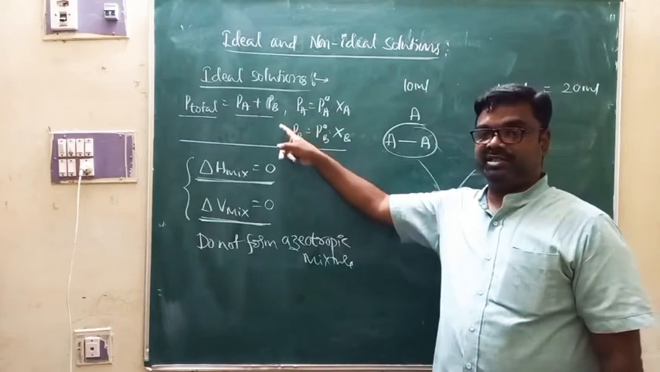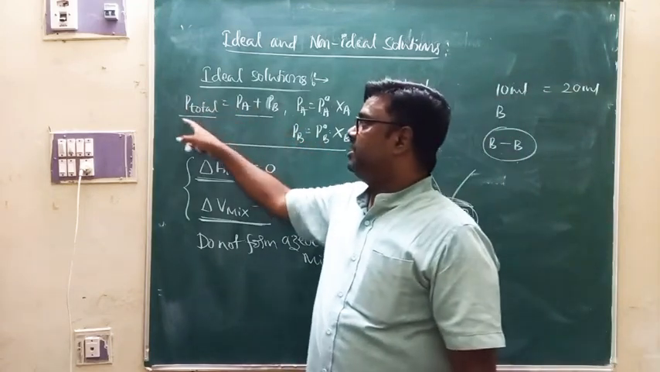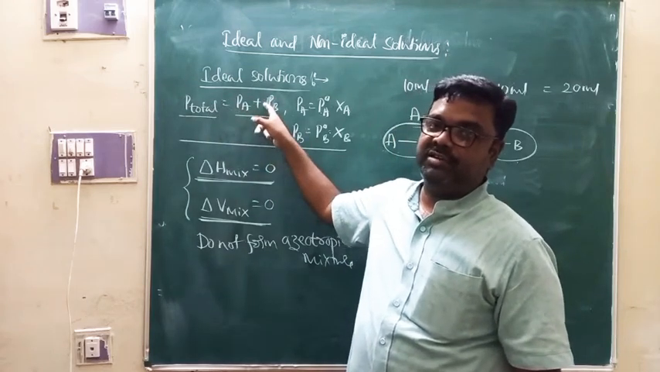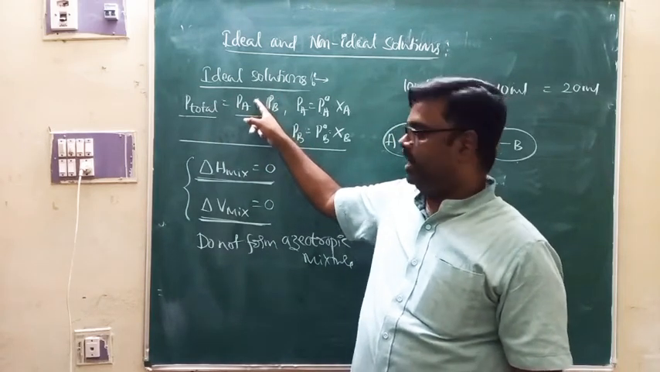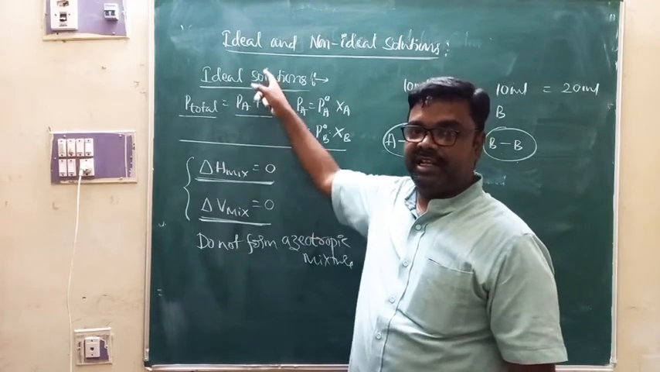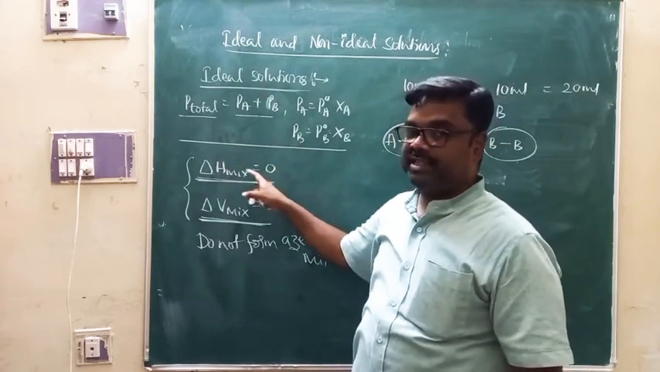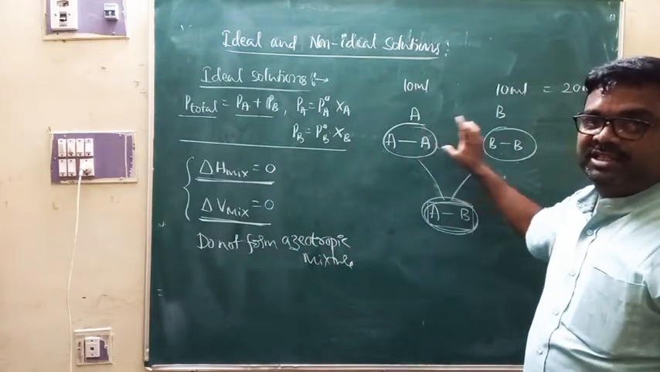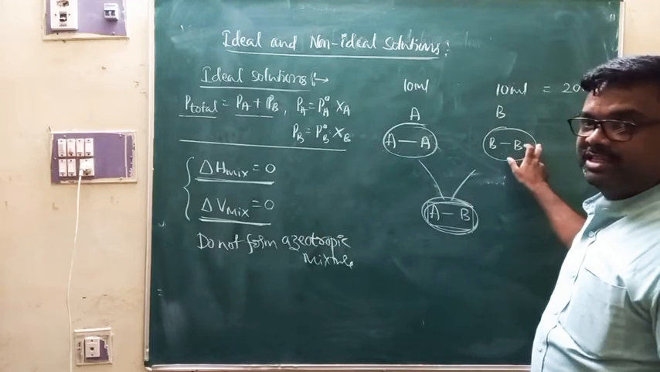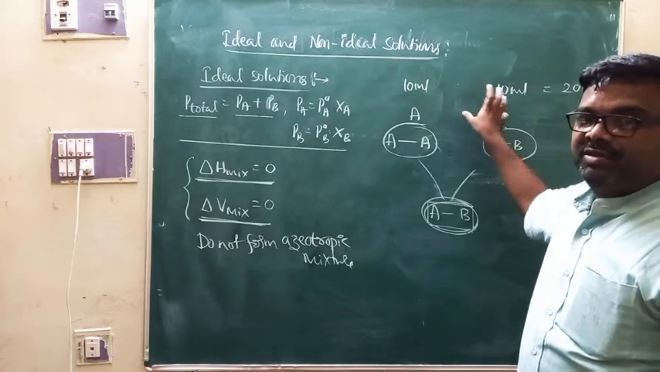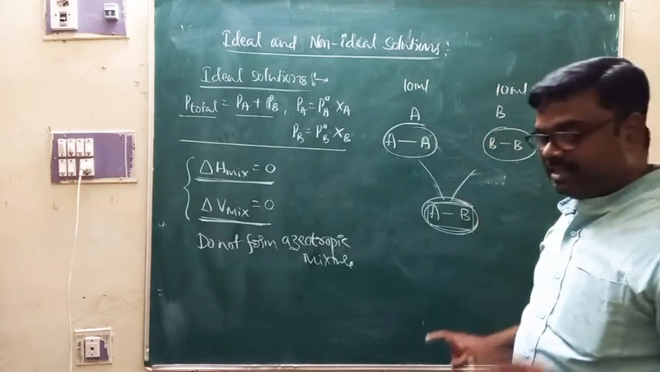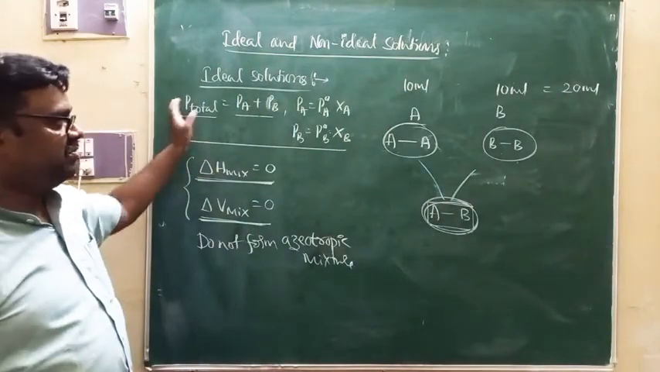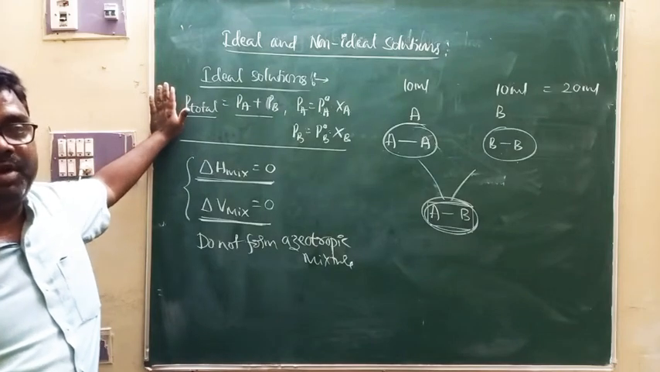In the case of ideal solutions, the experimentally determined vapor pressure of solution is equal to the total vapor pressure of solution as calculated from Raoult's law. And because of that, in the case of ideal solutions, delta H of mixing and delta V of mixing are 0, because AA or BB interactions in the pure components of the solution will be similar to the AB interactions among the molecules of the solution. That's why ideal solutions follow Raoult's law. So these are the properties of ideal solutions.